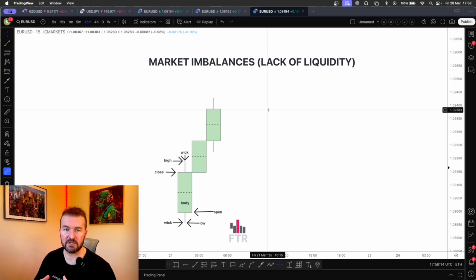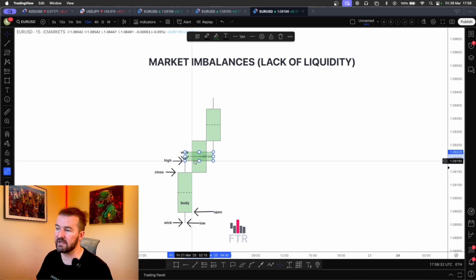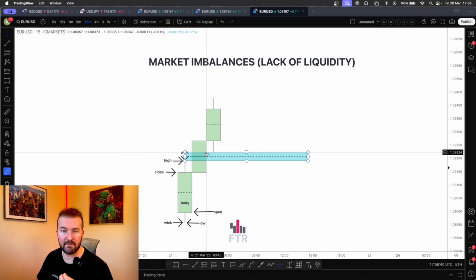An imbalance shows you a lack of liquidity. It means that price is most likely going to run through that area into an area where there has been a big exchange of trades. Okay, so the imbalance is lining up the gap between the wick of there and the wick of here. So this would be the market imbalance. There's this little gap in the middle of this candle which shows the imbalance.